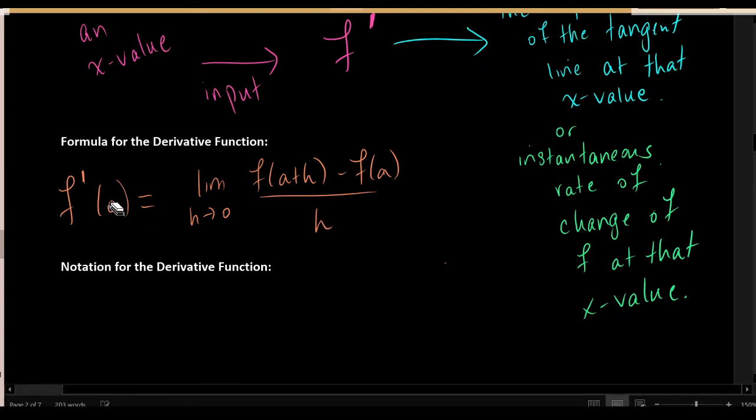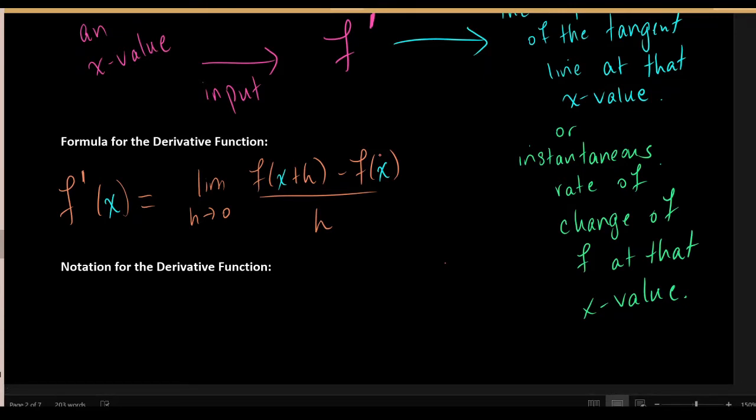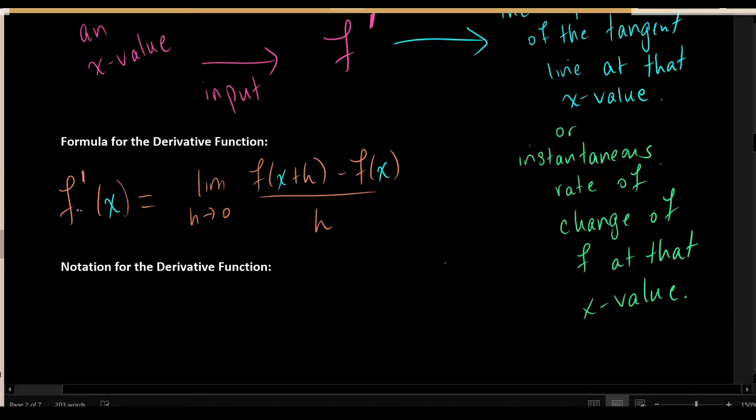So instead of having a specific number a, I'm going to remove a and just put the variable x in its position. If you want a function into which you can plug an x value and get out the slope of the tangent line at that x value, then all you have to do is use this formula, the limit as h approaches 0 of f of x plus h minus f of x all over h.